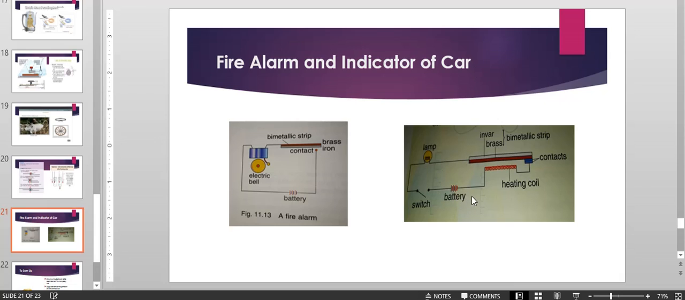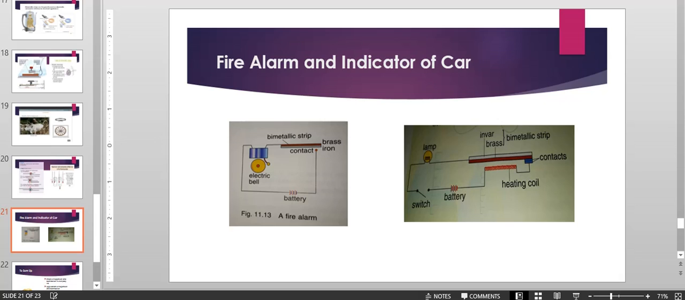In this instance, a source is provided and this bulb of the indicator will glow. But this process happens so rapidly that in a second you can see several times the glowing of this bulb.